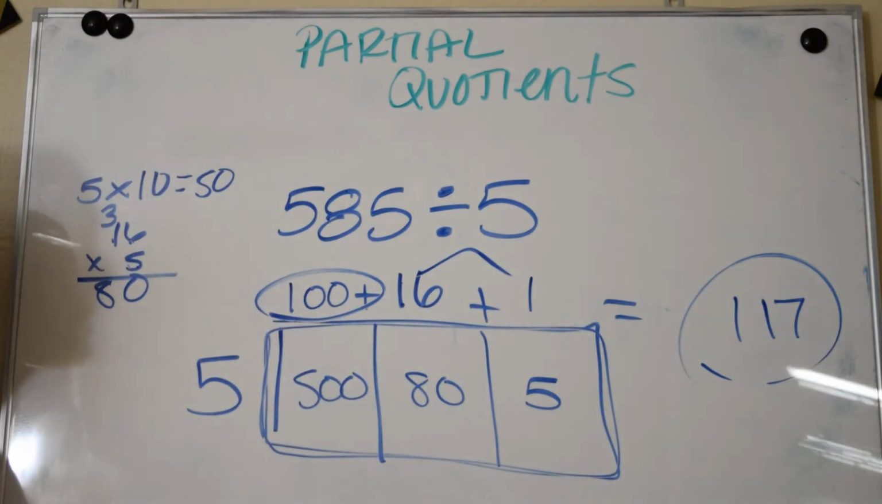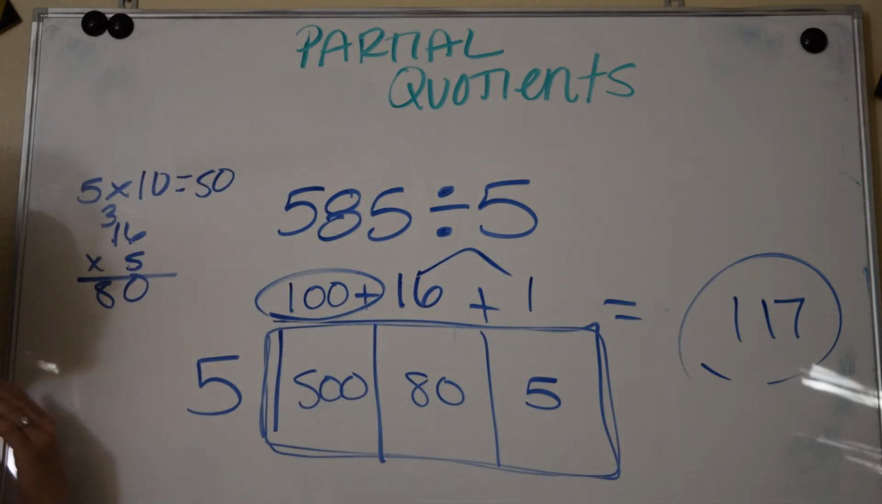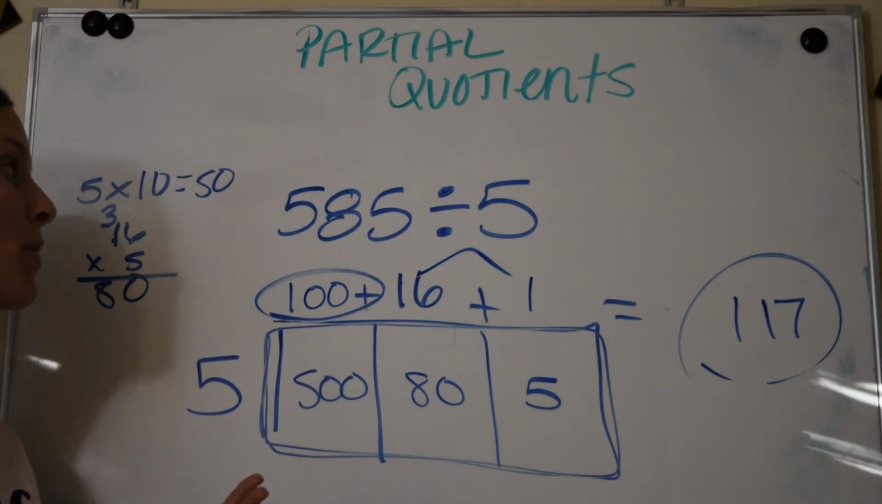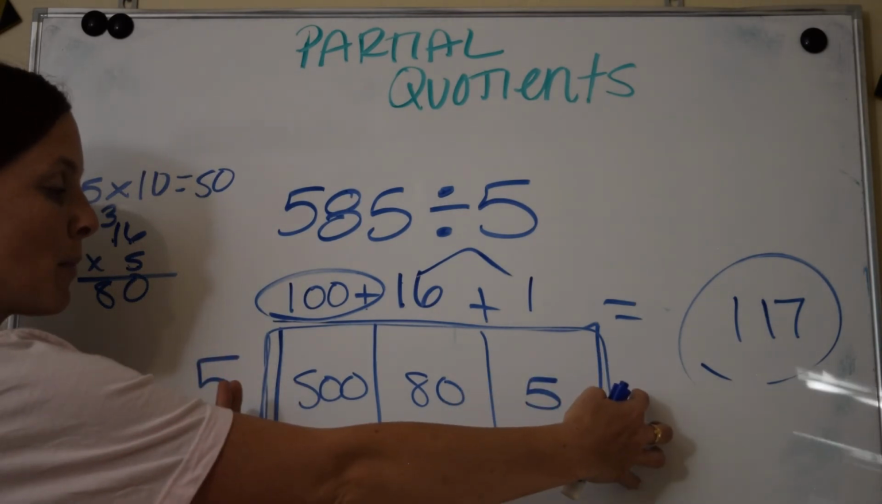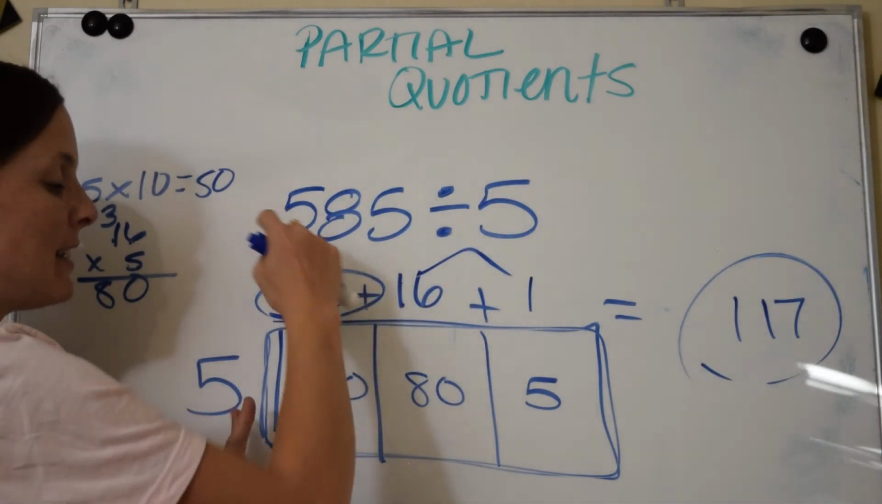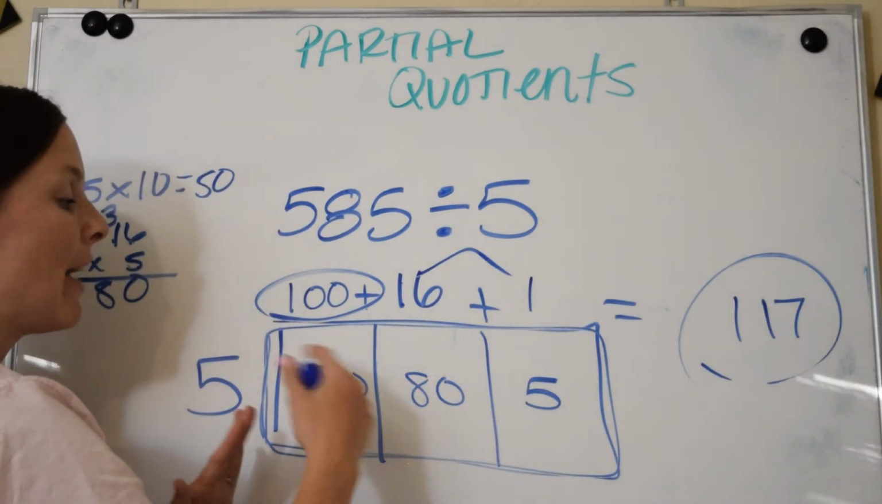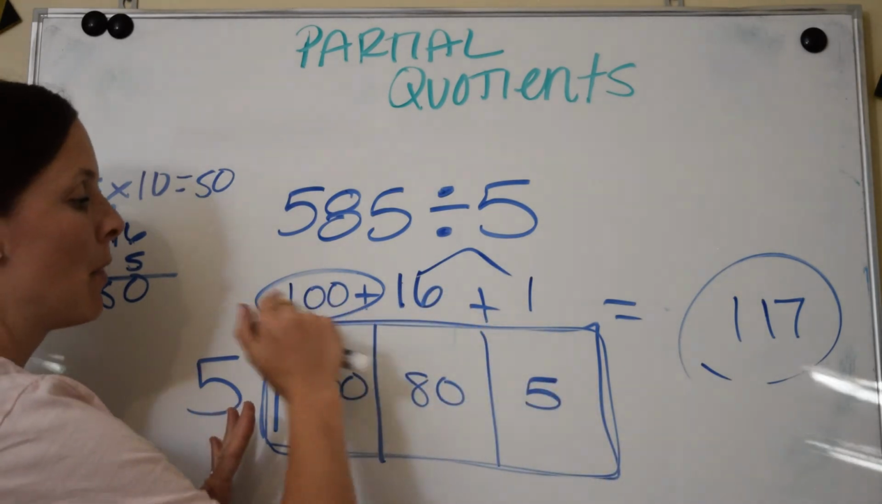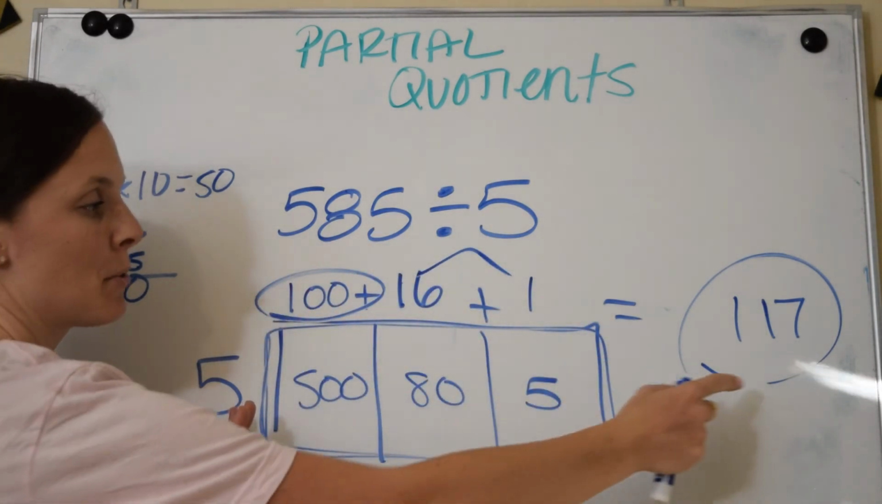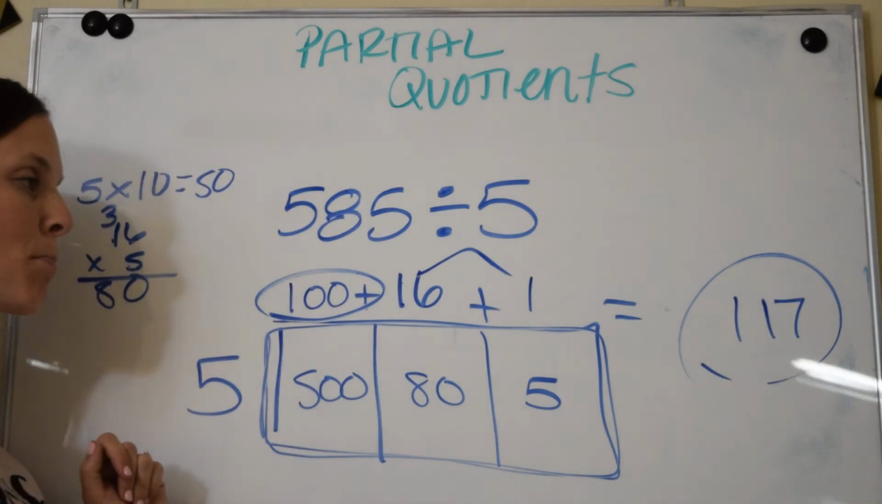Those are just a couple examples of how to do partial quotients. Remember that all you need to do is set up your rectangle, fill in the dividend by breaking up the hundreds, tens, and ones, and then dividing step by step, and then add your answers up top to get your final answer to your division problem.